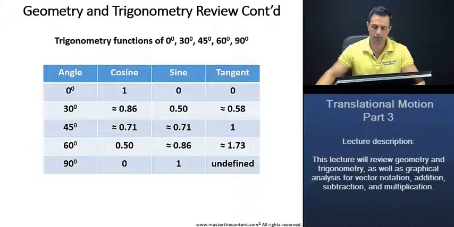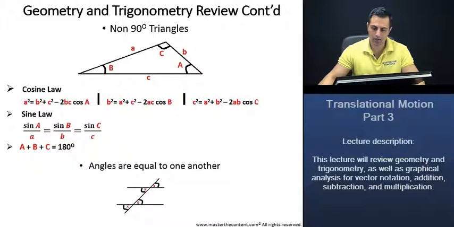Let's move on now to our next slide. Looking now at trigonometry functions of 0, 30, 45, 60, and 90 degrees, it's given to us here. I'm going to leave this table for you to really commit to memory. It will help you, and past this, you're really not meant to know too much. Now, how about triangles that are not 90 degrees? To find missing sides or angles, we can use the cosine or the sine law. In a few slides, we're going to be doing a few examples of this, so I'll leave it till then.